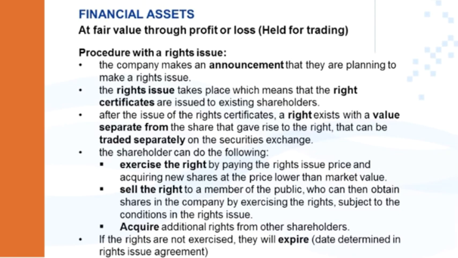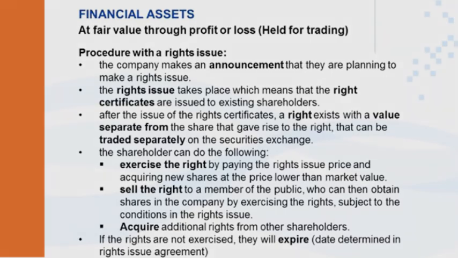Now the shareholder can do one of the following. They can either exercise the right by paying the rights issue price or the exercise price and go and acquire new shares at this price, which is normally lower than market value. They can sell the right to a member of the public who can then obtain shares in the company by exercising the rights, subject to the conditions in the rights issue. Or the shareholder can acquire additional rights from other shareholders. If these rights are not exercised by the shareholder, they will expire normally on a date which is determined in terms of the rights issue agreement.